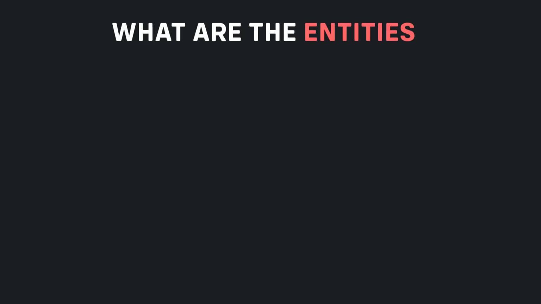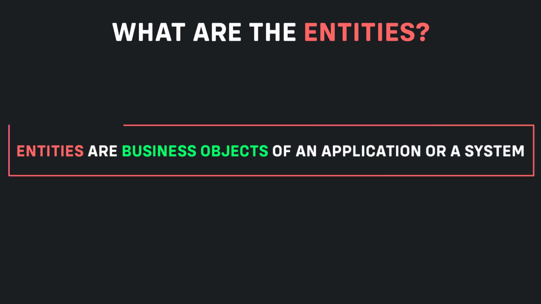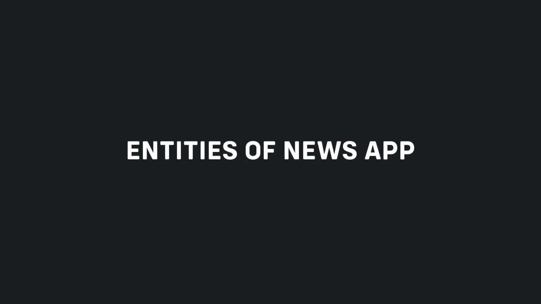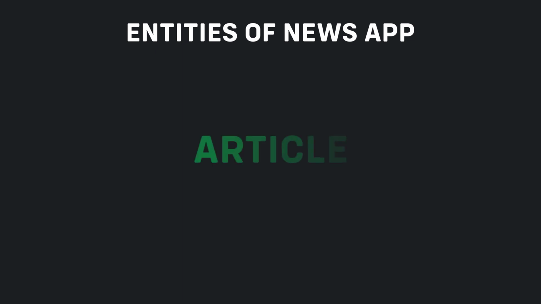What are the entities? Entities are business objects of an application or system. Now with this definition, what are the entities of News App? To find entity, just answer this question. What kind of data will the News App operate with? As you probably understood, the answer is article entity.